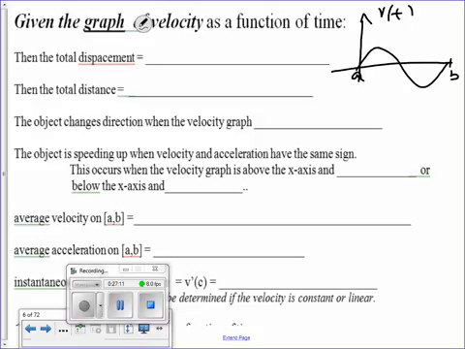Area above minus area below. So the total displacement is the integral of the velocity from a to b. So what we do to get a definite integral from a graph is we do area above minus area below between a and b.